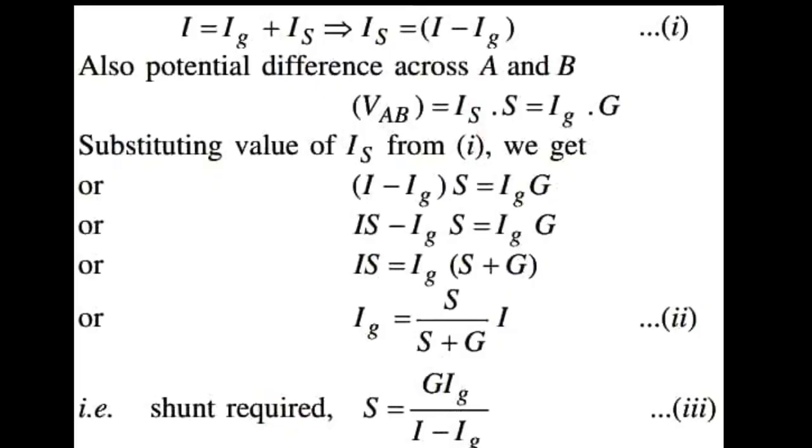Since both are connected in parallel combination, the potentials must be equal. Using that, we get the expression V equals IR. So the potentials are equal, and we apply the expression Ig times G equals (I minus Ig) times S. After doing the respective calculations, we get the expression for S, and this is the required value of the shunt resistance, which is used to convert a galvanometer into an ammeter.